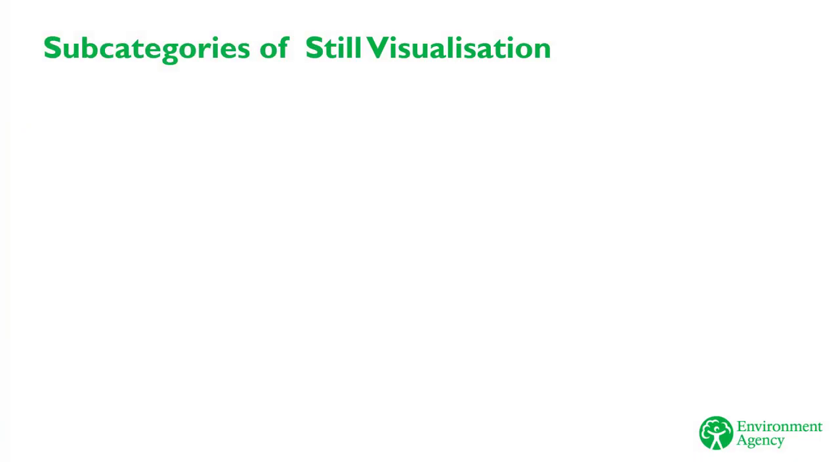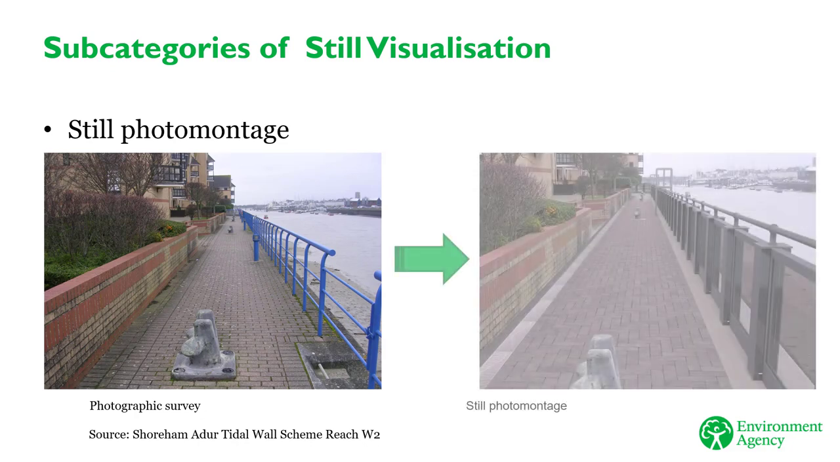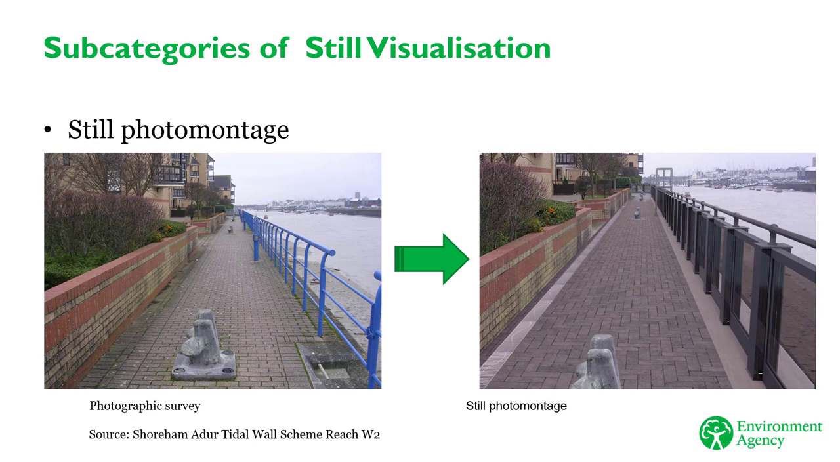In this slide, we have a photographic survey image on the left, which is the as-is state of a guardrail as you would see it on site now. The image on the right is a still photo montage that illustrates what it could look like in the future. The montage has applied model information on top of the existing photograph to illustrate the future scenario.